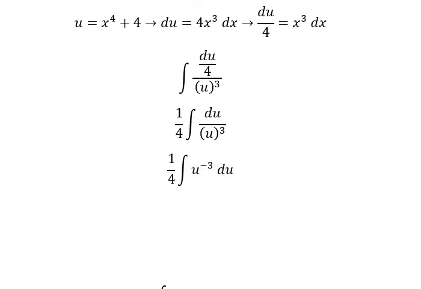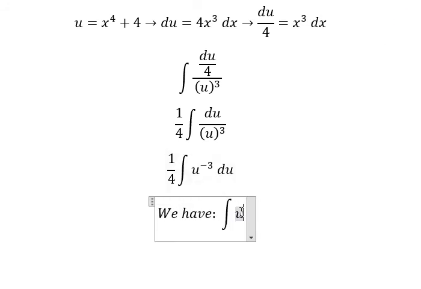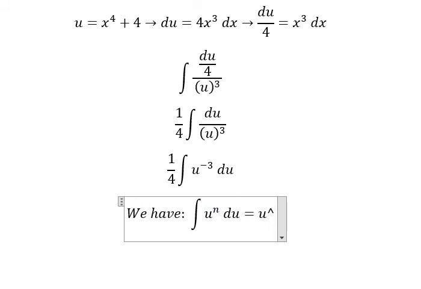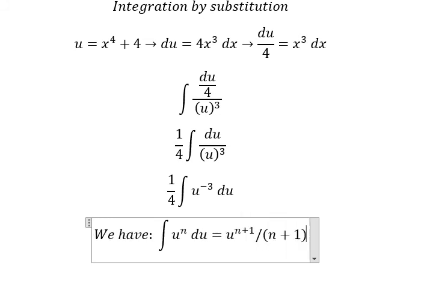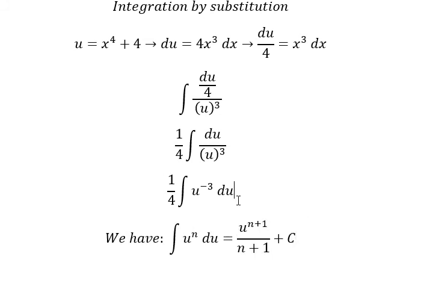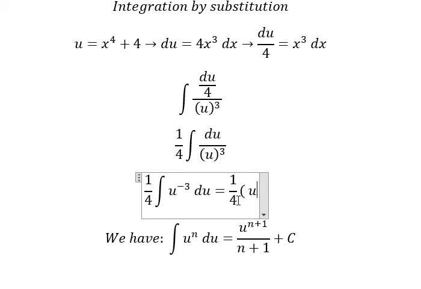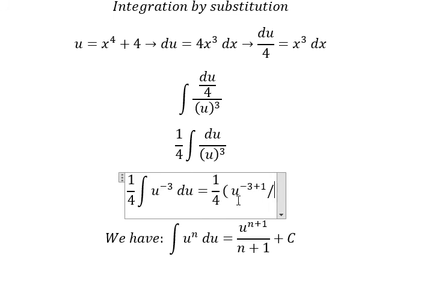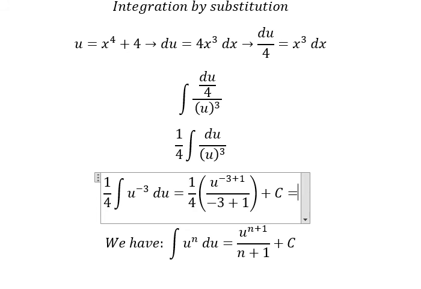Next, we have the formula in here. The integration of u to the power of n du is u to the power of n plus 1 over n plus 1, and we put c. So for this one, we will have u to the power of negative number 3 plus 1 over negative number 3 plus 1, and we put c.